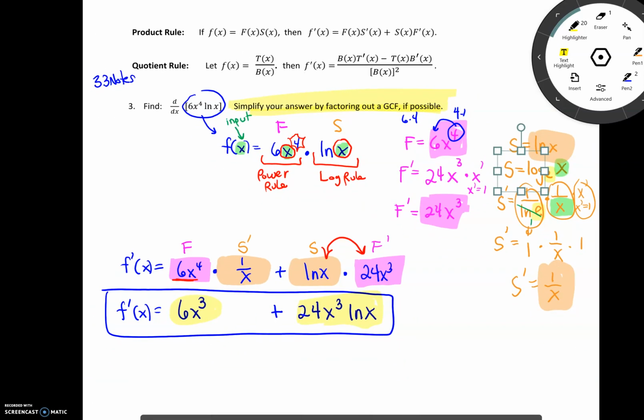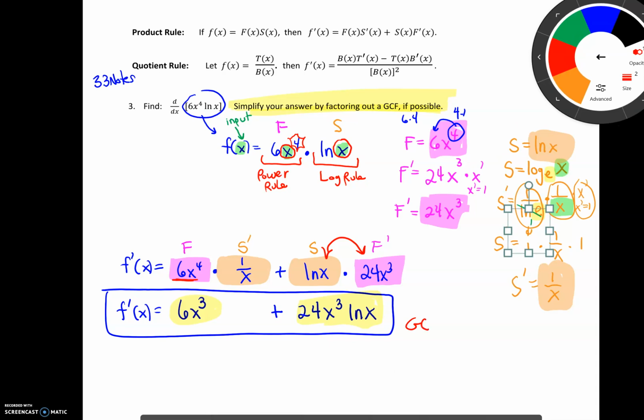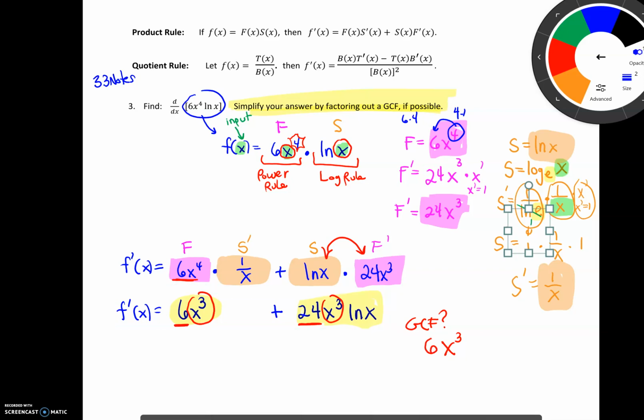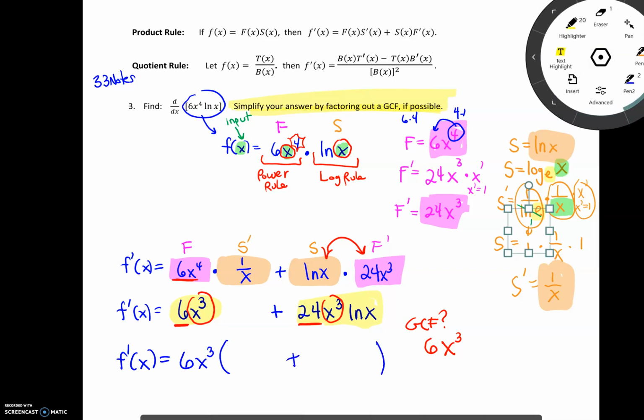So what is my greatest common factor between those 2 terms? Well, I see they both have an x cubed, so there'll be an x cubed in the GCF. And they both have coefficients that are multiples of 6, so I can factor out a multiple of 6. So I can rewrite this derivative function. I can factor out the 6 and the x cubed. And let's see what's remaining in those 2 terms.